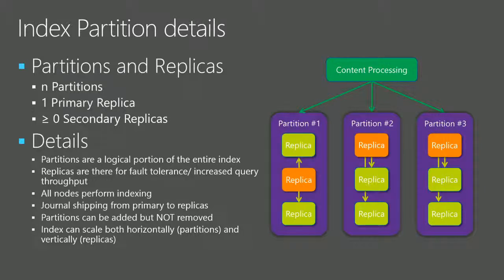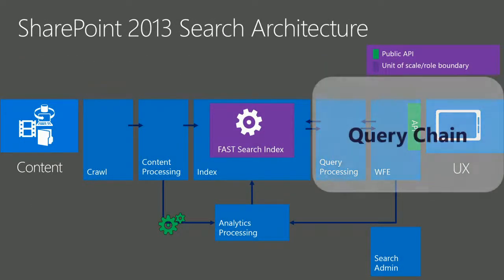When whatever caused the first one to go down comes back up, it's now a secondary and getting journal shipping from the new primary indexer. And this goes for not just node failures, but when you're applying patches, the same thing. So whoever comes up first is basically in charge.